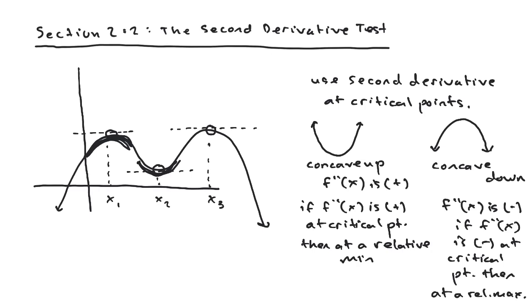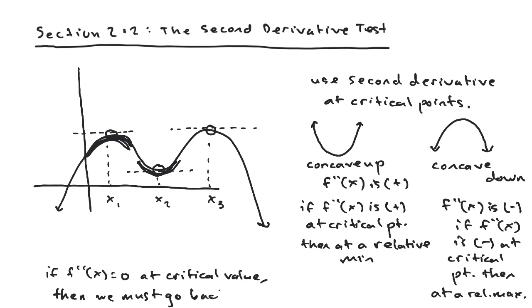It turns out that if f double prime of x equals 0 at the critical point, or the critical value, then the second derivative test is inconclusive, and that means we must go back to the first derivative test. All right, so we're going to look at some examples of each of these cases now to see how we would go about actually working this out in a problem.